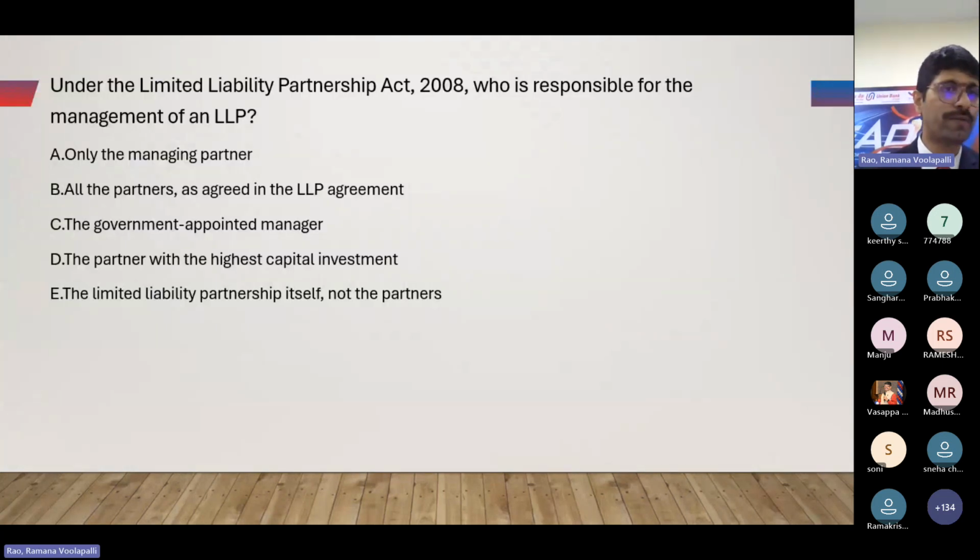A few questions on this to solidify or refine what we have already learned. Under the Limited Liability Partnership Act 2008, who is responsible for the management of an LLP? Who is responsible? Can I get some answers?